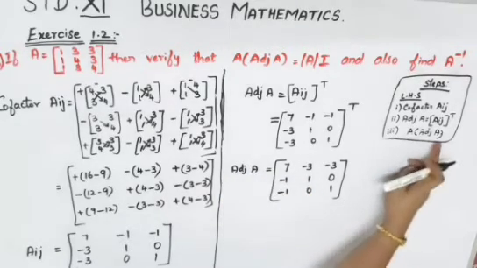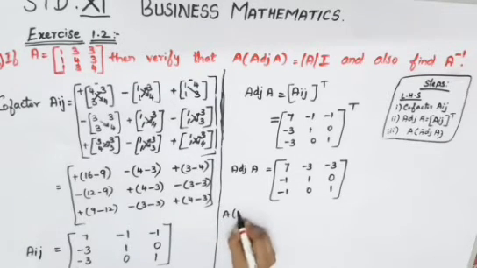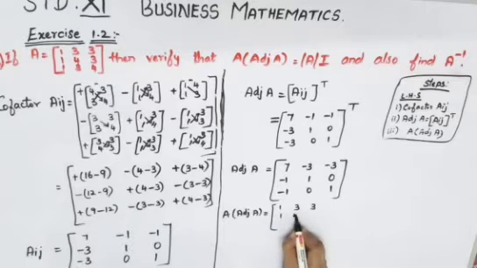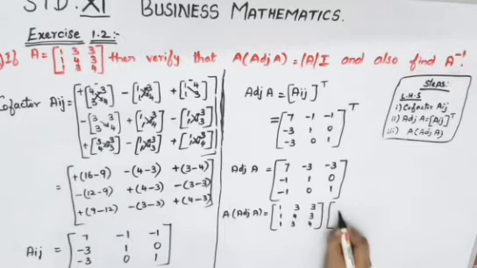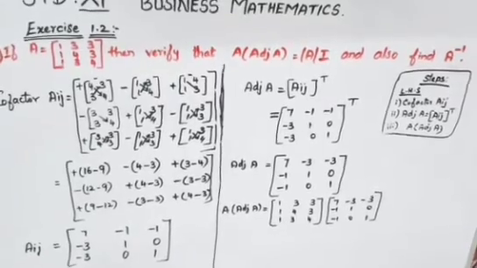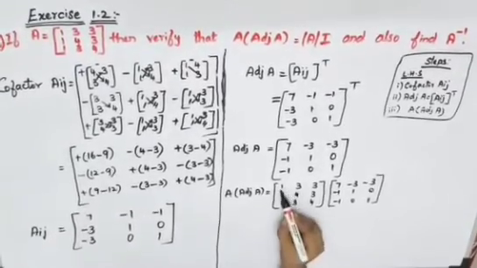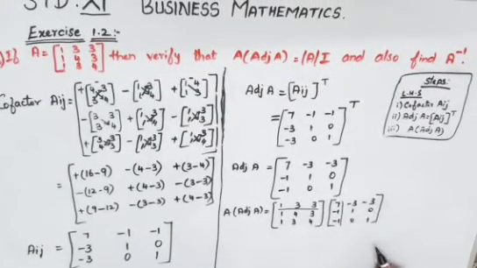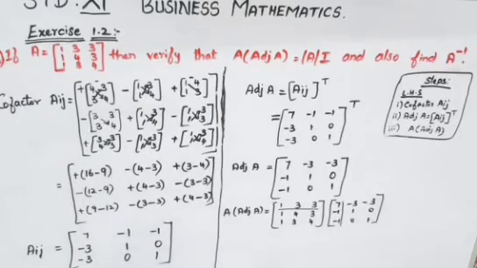The next step is A into adjoint of A. So A is nothing but the matrix in the question: 1, 3, 3; 1, 4, 3; 1, 3, 4. Then your adjoint of A, that is 7, minus 3, minus 3; minus 1, 1, 0; minus 1, 0, 1. Now for matrix multiplication, you should have studied it in your 10th standard. You take first row and first column, then first row, second column, then first row, third column. For each row and column you will have to do it. That is the matrix multiplication.